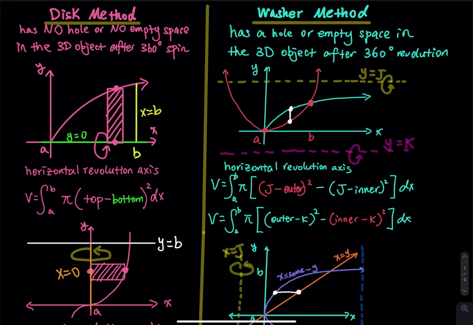So look at the first integral. So the j minus outer, the first integral, you see right there, V equals the integral from a to b of pi times (j minus outer) squared. So why j minus outer squared?